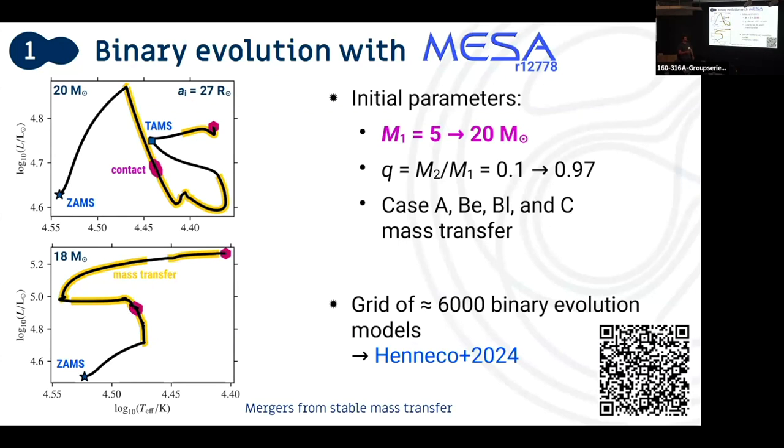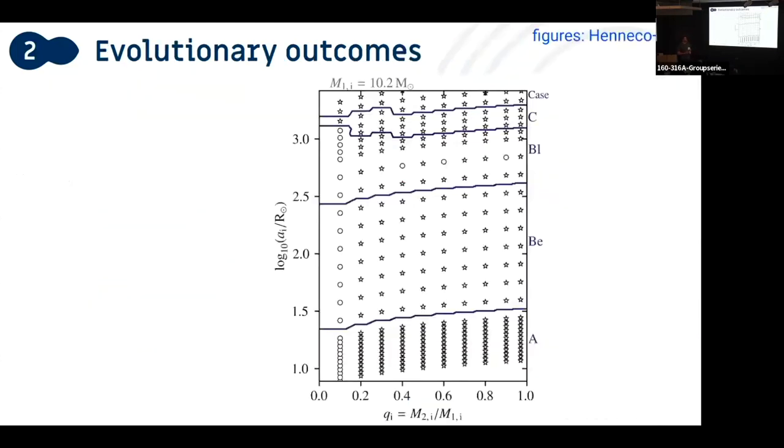We have the full range of initial mass ratios and the full range of mass transfer cases, meaning the initial separations go from mass transfer on the main sequence all the way to no mass transfer at all. This and much more was compiled in a paper that was recently published. You can scan the QR code if you want to get it on your phone, which is not an ideal way of reading a paper anyway, but still. It's about 6,000 binary models. And I want to dive into the grid itself immediately.